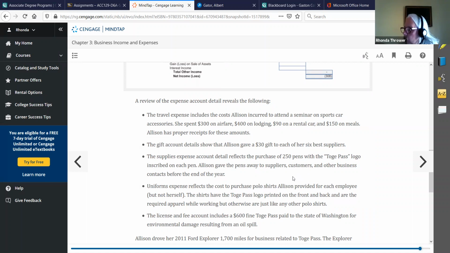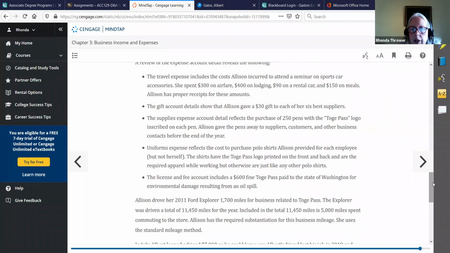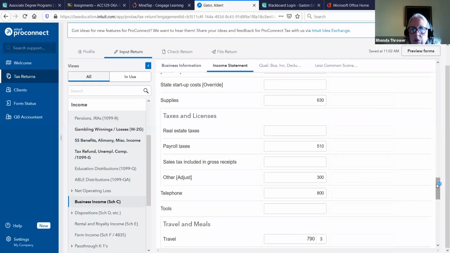And that gives you a cost for the pen of $2.52. So all of that can remain in supplies expense. And that's where we put the supplies expense, was in the form supplies right here, form Schedule C for ProConnect 630 there.